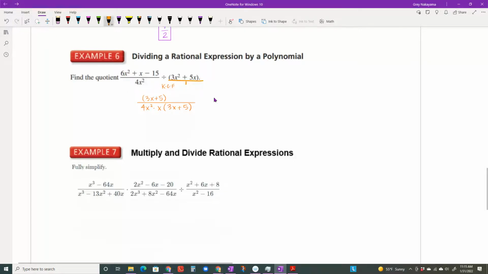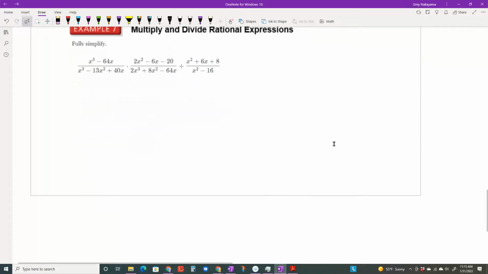3x times what is 6x squared? It's 2x. And 5 times what is 15, and that's 3. So that is one way to keep your factoring a little bit easier. And that, of course, leaves us with 2x minus 3 over 4x cubed. All right, last problem. It's a doozy.